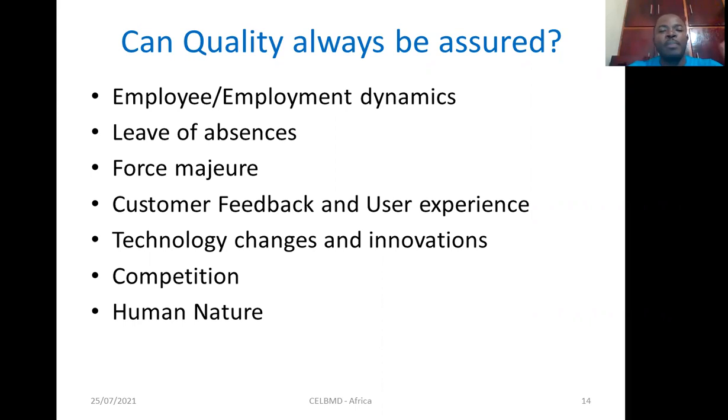One, employee or employment dynamics. Is the number of employees in every organization always the same, year in, year out? Definitely not. So what happens is that some employees leave the organizations and new ones come on board.